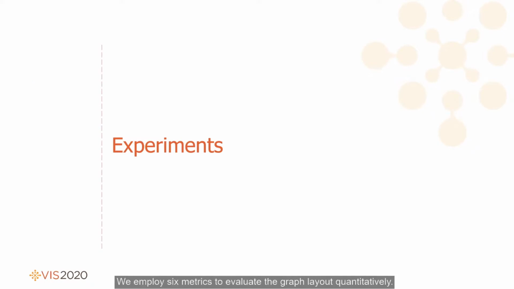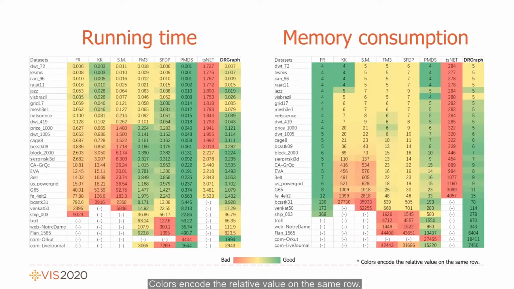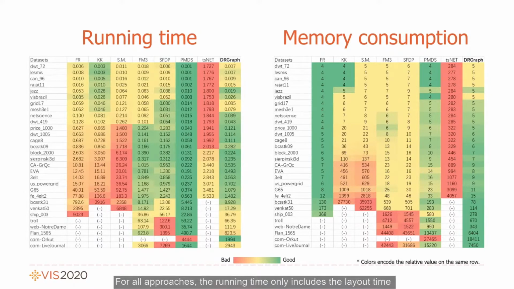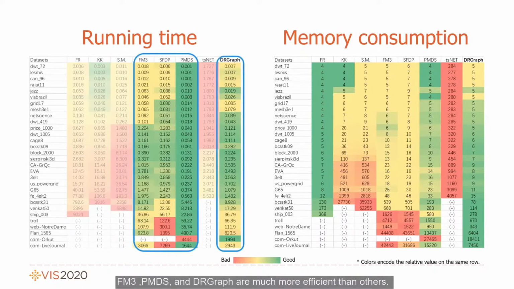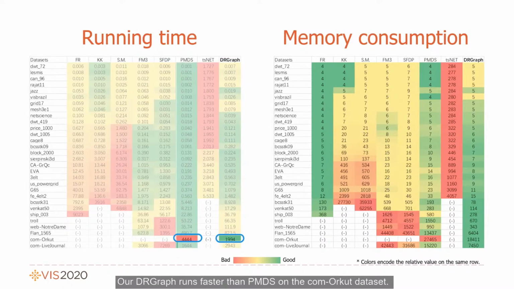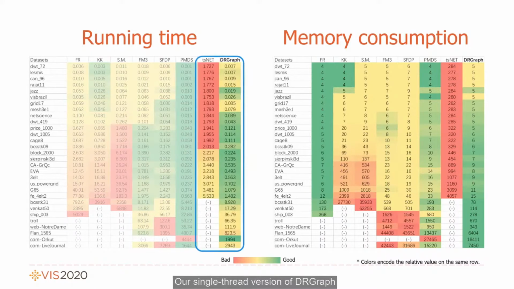We employ 6 metrics to evaluate the graph layout quantitatively. Colors encode the relative value on the same row. For all approaches, the running time only includes the layout time without data processing steps. PMDS is the fastest method due to the pivots used. FM3, PMDS and DRGraph are much more efficient than others. They are comparable in terms of the running time on large graphs. Our DRGraph runs faster than PMDS on the Horak dataset because the performance of PMDS is severely affected by the number of edges. Our single-thread version of DRGraph is faster than GPU-accelerated tsNET.